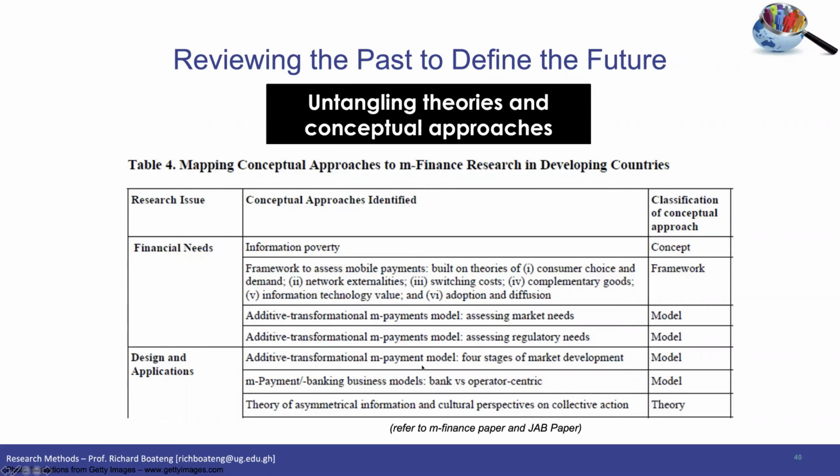So somebody also used the four stages of market development, which is a model coming from economics. End payment business marketing models, bank versus operator centric, a model. But this model is coming from practice. It's not coming from literature. Theory of asymmetric information is a theory. So a person will categorize. But I'm not saying you should use this approach, but it's good to always know what the people are using in their work.